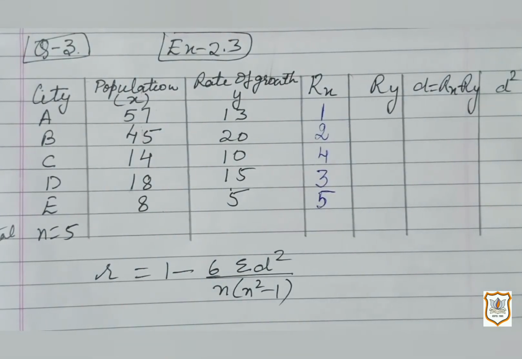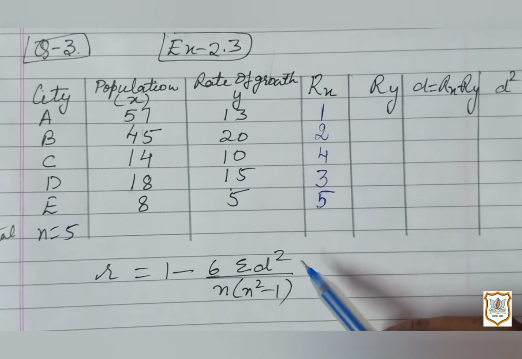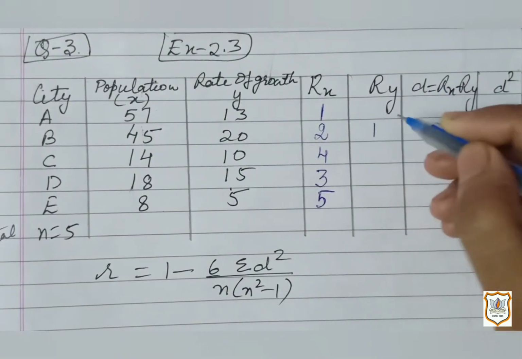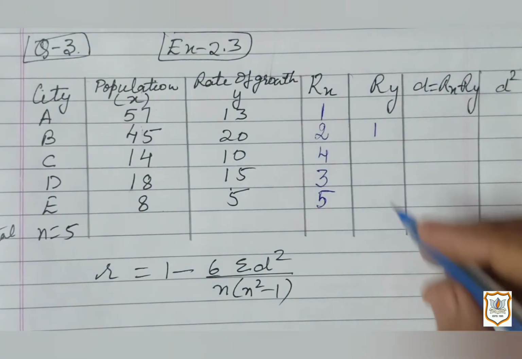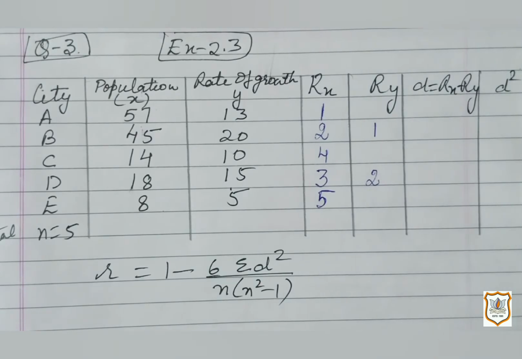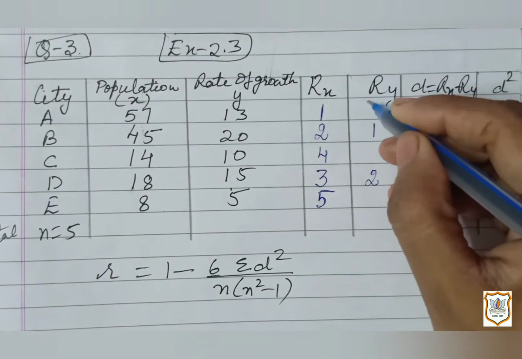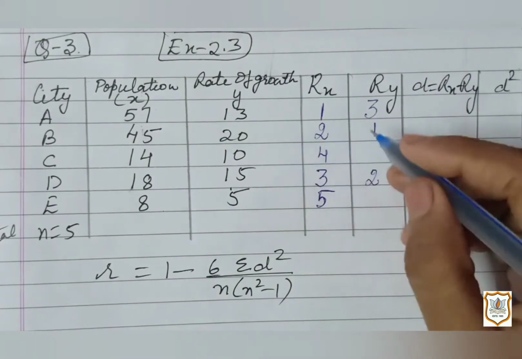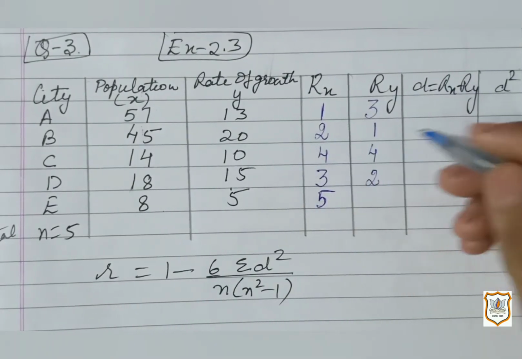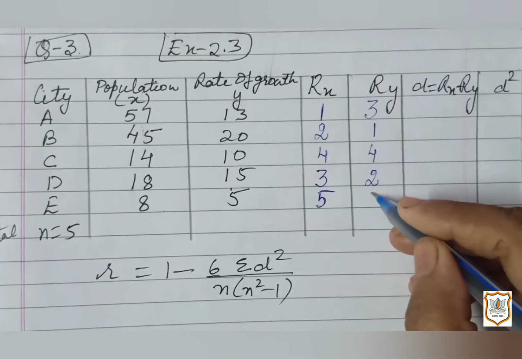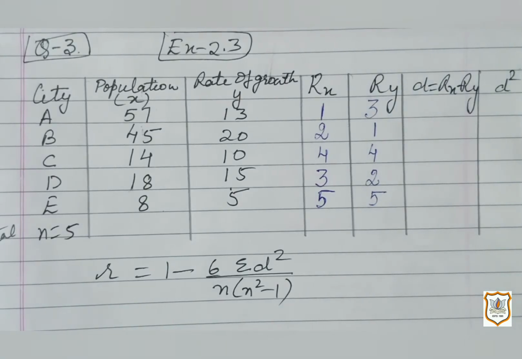Now let us give the ranks to the Y. Here the highest value is 20, so the first rank will be given to this. Second value is 15, so the rank will be 2. The third value is 13, so the rank will be 3. Fourth value is 10, so that is fourth rank. And the last value which we can take is 5, that is 5. So now we have given the ranks.